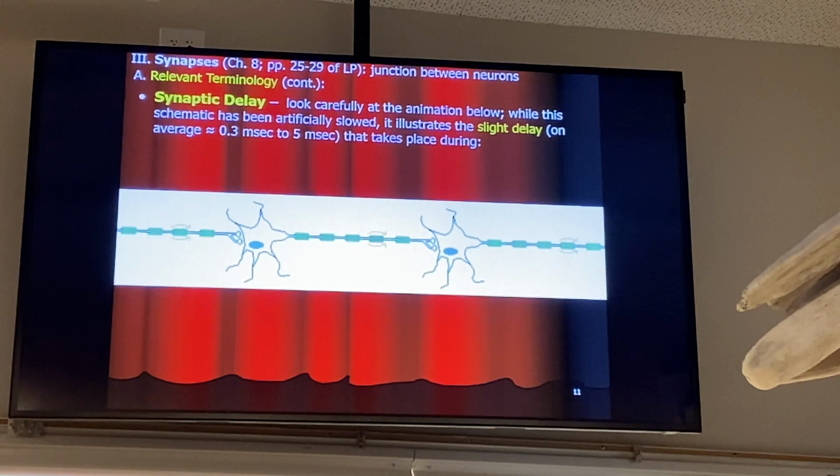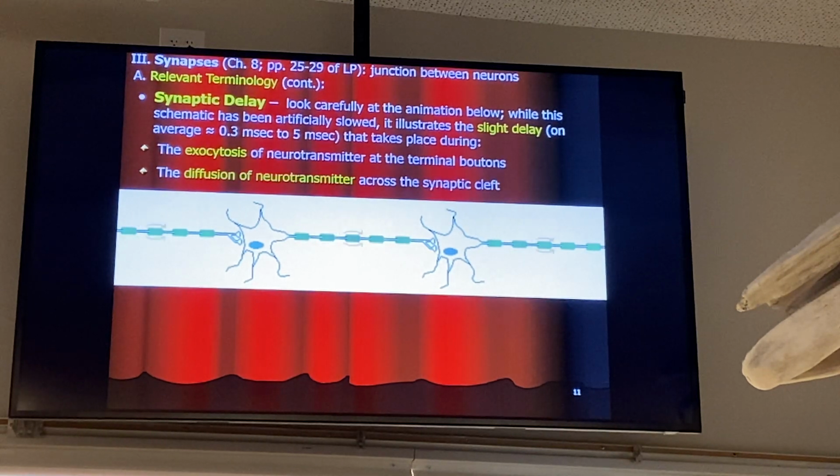Look at how, as soon as it gets to the synapse, it slows down. Boom, boom. Delay and delay. You see how whenever you get to a synapse, it slows it down. It's called synaptic delay. And it's because it takes time for all these things: exocytosis, diffusion, reaching threshold in the postsynaptic neuron.